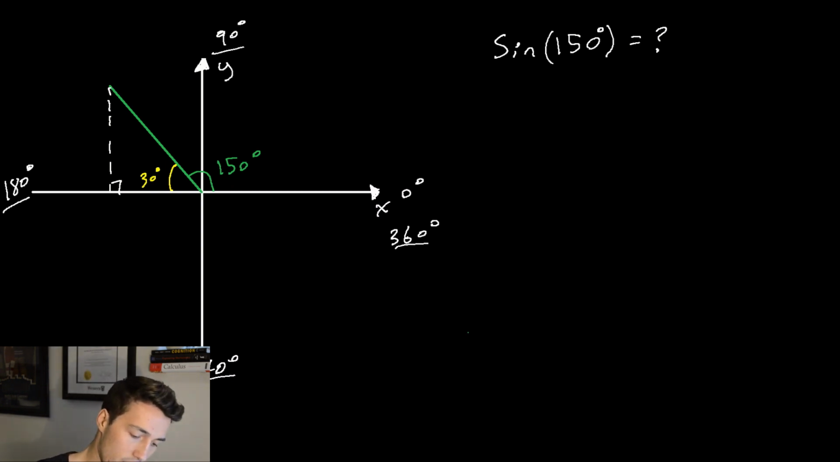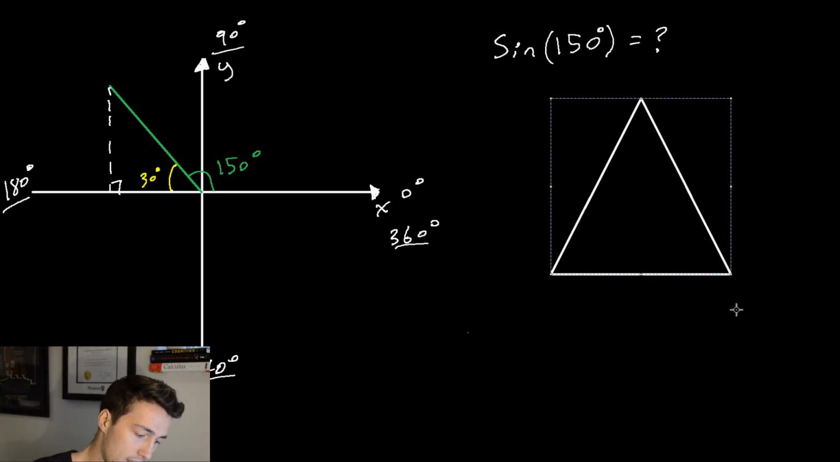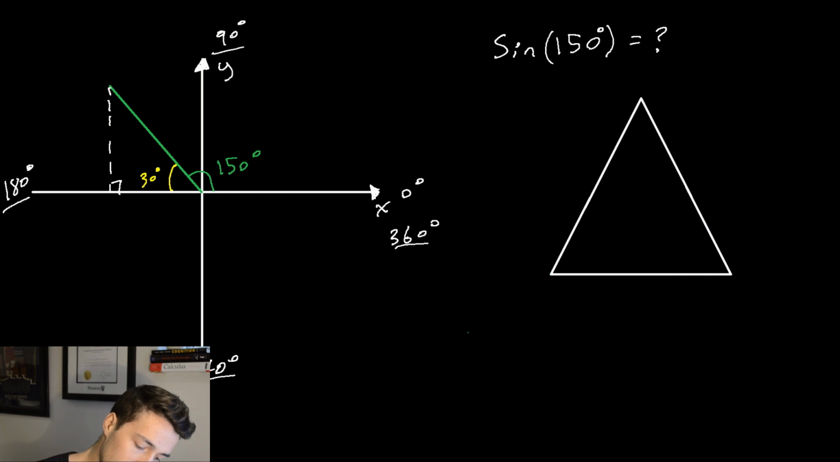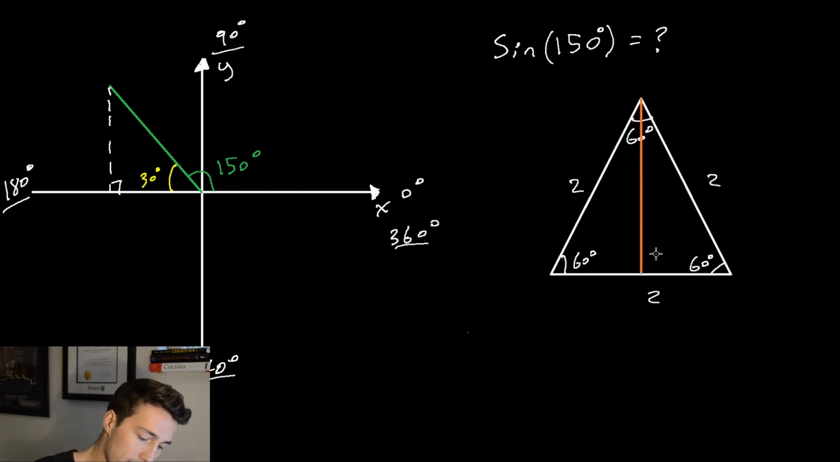So again, I'll draw the equilateral triangle, and we're going to say that this is 60 degrees in here, this is also 60 degrees, and this is 60 degrees. They each have side length 2. Now if I cut it in half and draw something like that, I know that this angle is now going to be 30 degrees. Over here is a right angle, and if we do Pythagorean theorem, I'm going to get root 3 on this side.